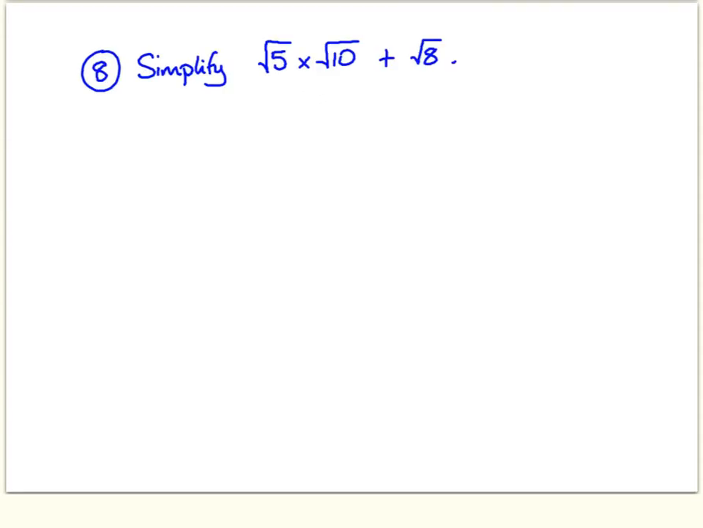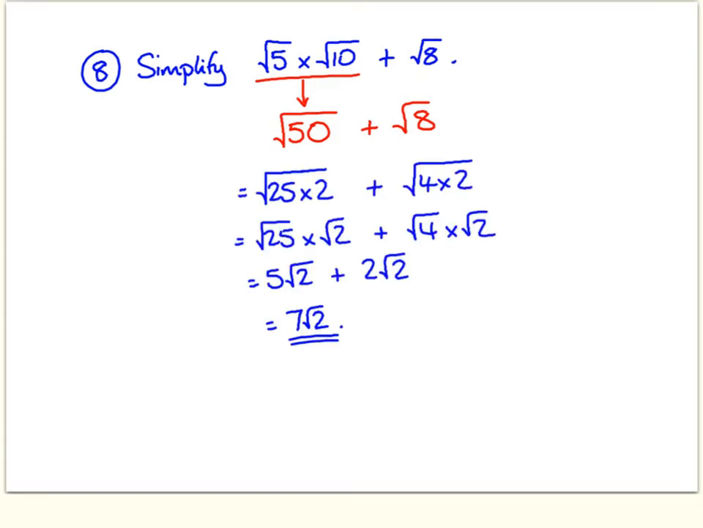Root 5 times root 10 plus root 8. Now, these two, because they're multiplied, can go together. They make root 50. What you then have to do is add root 8. Now, do not get root 58. No, don't do that. You need to simplify both of them.